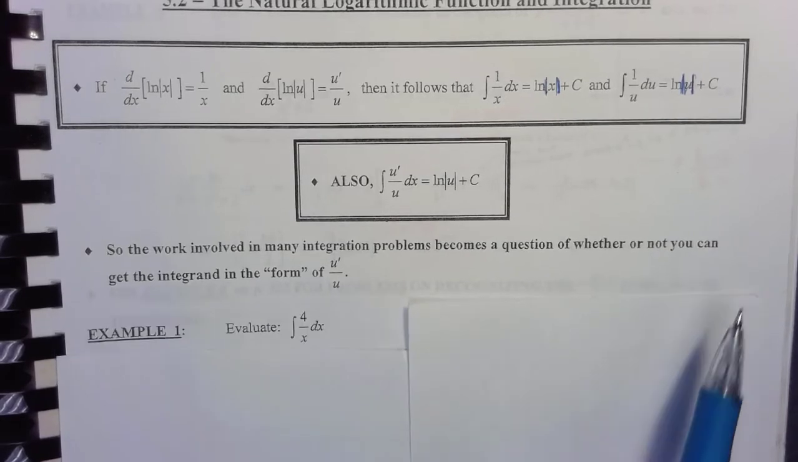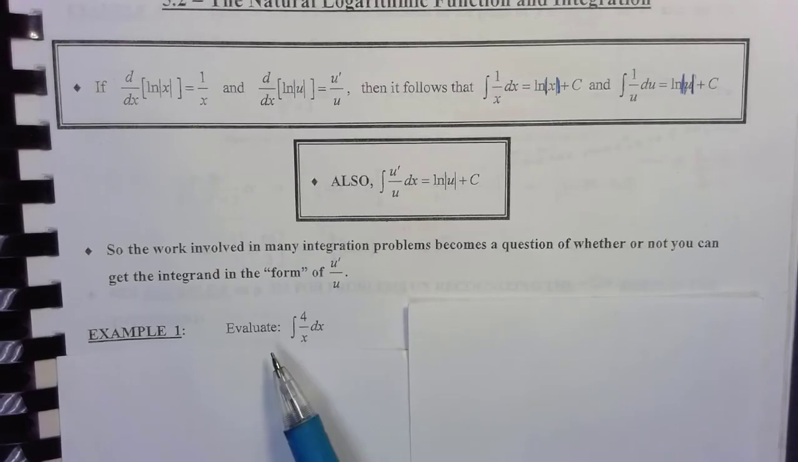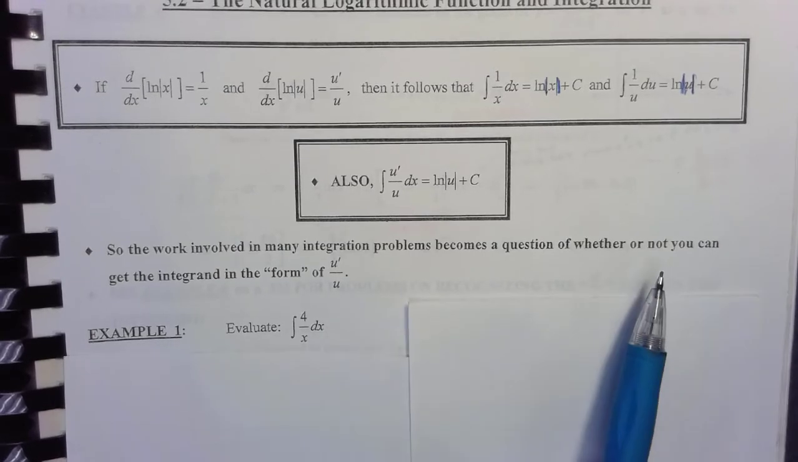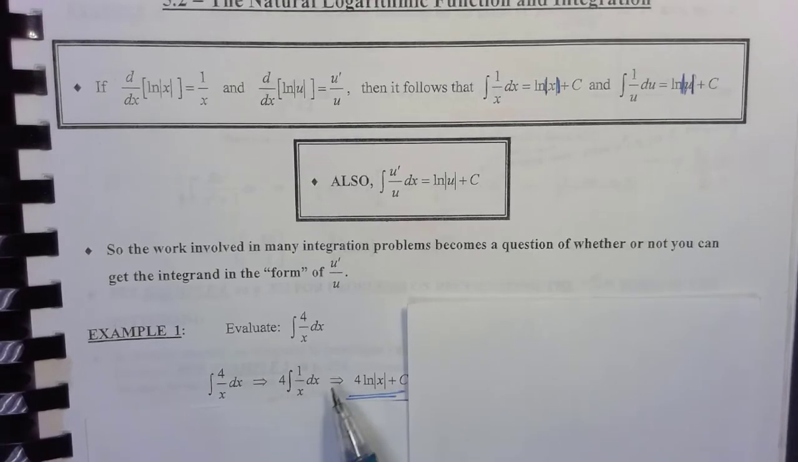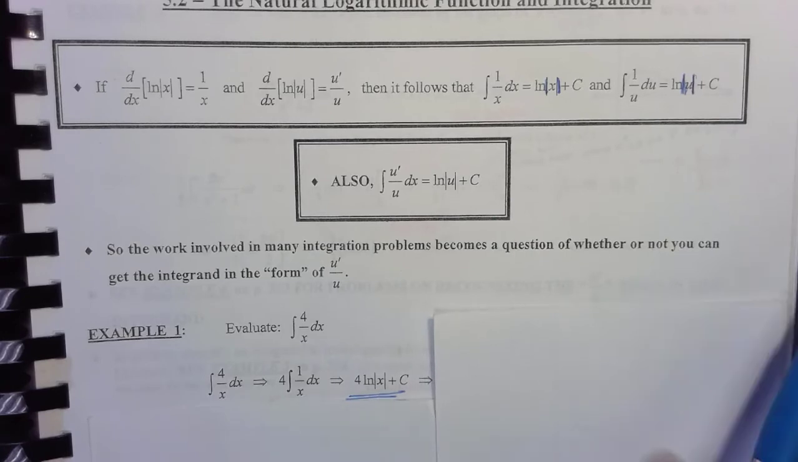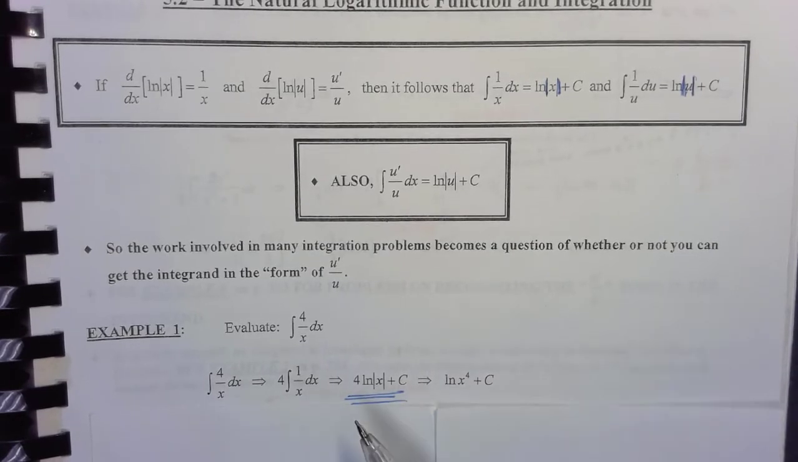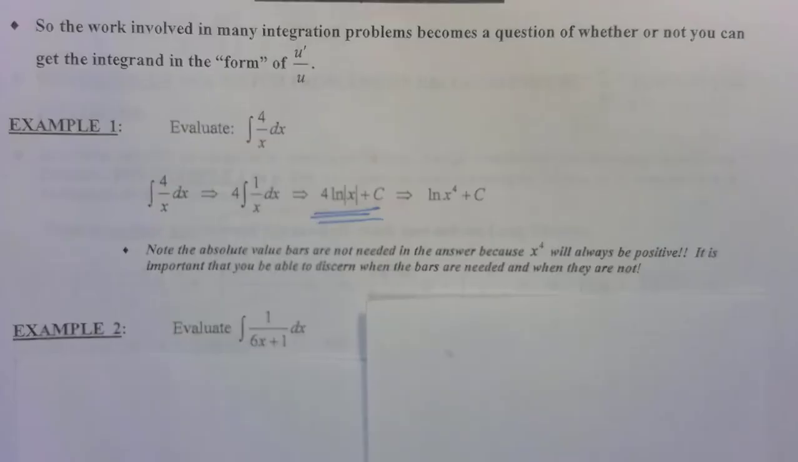So if we look at this one here, we're going to evaluate 4 over x dx. I can bring that 4 out in front of the integral so that I'm looking at 1 over x dx. And we can see that that is 4 times the natural log of the absolute value of x plus c. Now, let's not forget our log properties. That 4 coefficient becomes an exponent on the x, and I no longer need the bars because whatever x is, when I raise it to the 4th power, it will not be negative.